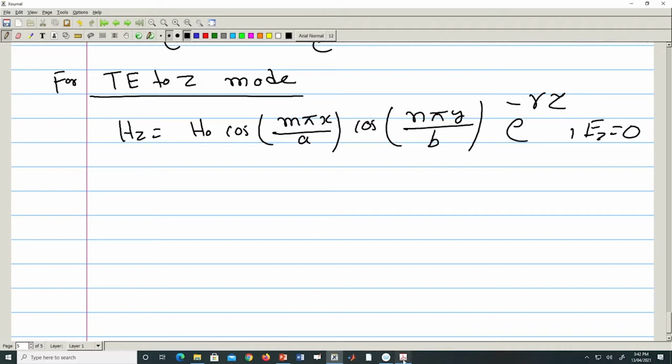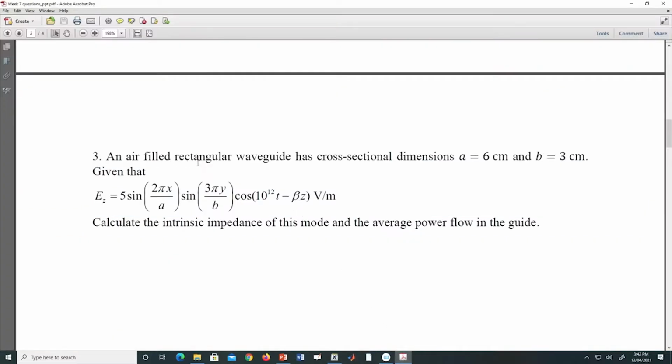So, our problem is an air filled rectangular waveguide has cross sectional dimension a equal to 6 and b equal to 3. So, here Ez is given. So, that means it is for the TM to Z mode, because here electric field is given, Ez is given, that means no magnetic field is given. So, Hz will be 0 and this is for the TM to Z mode.